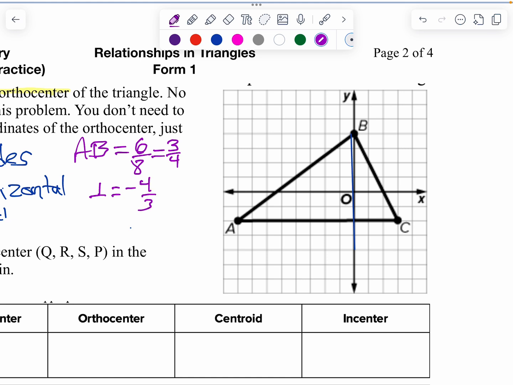Now, if I go down 4 and over 3, I'm kind of out of range there. So I'm going to go up 4 and to the left 3. So if I go up 1, 2, 3, 4 and over 1, 2, 3, there we get our orthocenter. I didn't tell you to give me the coordinates, but you can see it's 0, 1, 2. My orthocenter is at (0, 2). I just need you to graph those two altitudes.